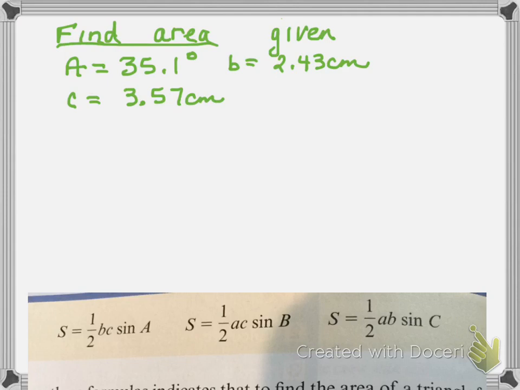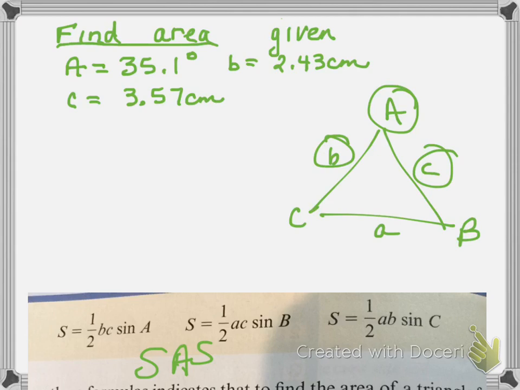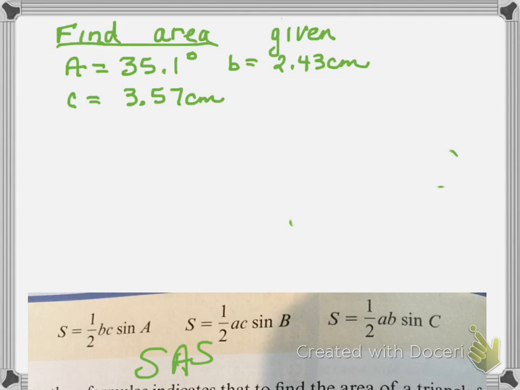So if you think about what that would mean, if this is angle A, B, and C, then this is lowercase b, lowercase c, and lowercase a. So if you know A, that would be a side angle side situation. So this formula goes along with side angle side. And so let's see what we've been given and kind of go from there.